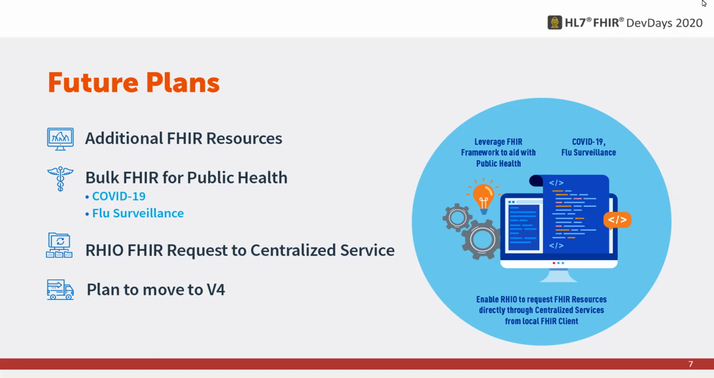Now we're planning to build on the initial FHIR framework over the next year to support these public health use cases for things like COVID-19 reporting and flu surveillance. This will be a centralized pool of data that will be aggregated and delivered to the DOH for public health. Eventually, we want to enable RHIOs to be able to do specific patient queries from their HIE through the centralized services and receive the specific FHIR response resources.